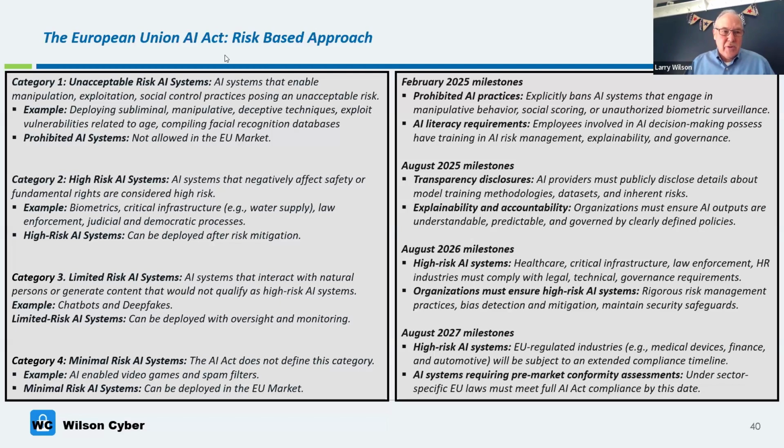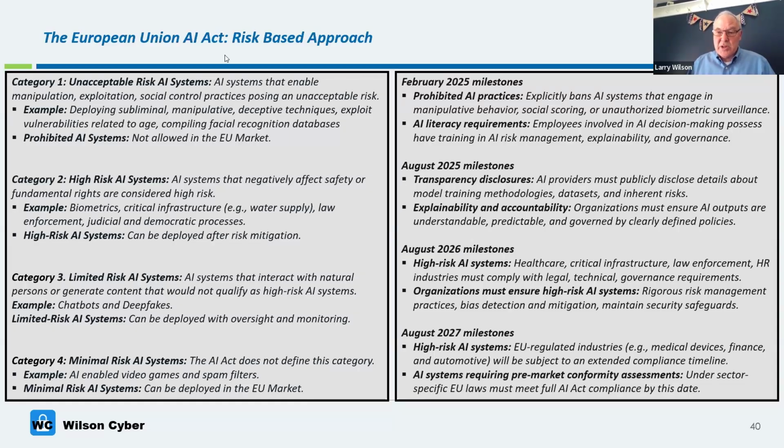So, what are the milestones for complying with the European AI Act? It started a year ago. Prohibited AI practices, banned certain AI systems. Employees involved with AI decision making must have training on AI risk management. So by now, anybody who's involved in implementing or developing an AI system should have had some training in AI risk management and AI governance. Last August, 6 months ago, we had transparency disclosures.